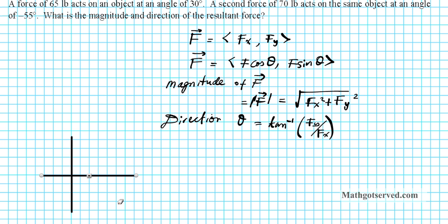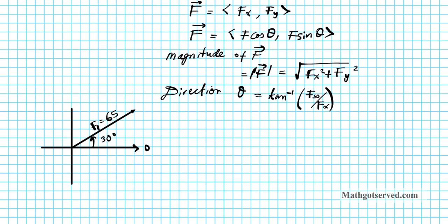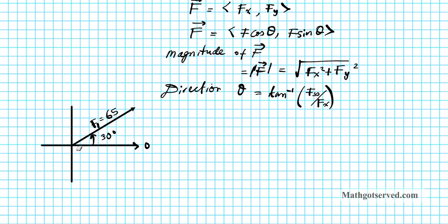Remember, when you rotate counterclockwise, it's positive. The next vector is 70 pounds, the second force, and is acting at an angle of negative 55 degrees. So it's going to be somewhere down here. Remember, when you're graphing a negative angle, you're going to be rotating in the clockwise direction. So this angle right here is negative 55 degrees, and the force F2 is, I forgot, I think it's 70 pounds, right? So 70 pounds.